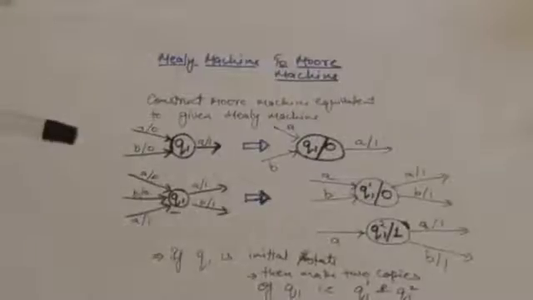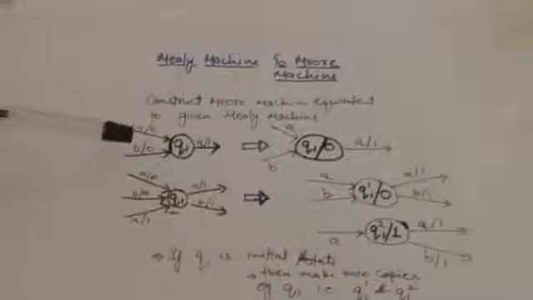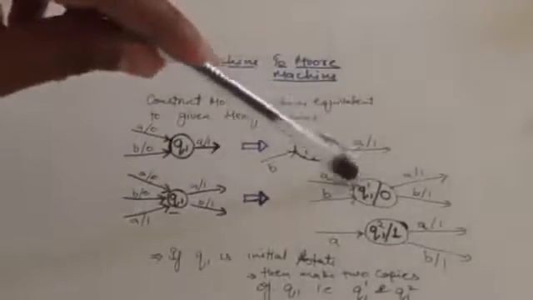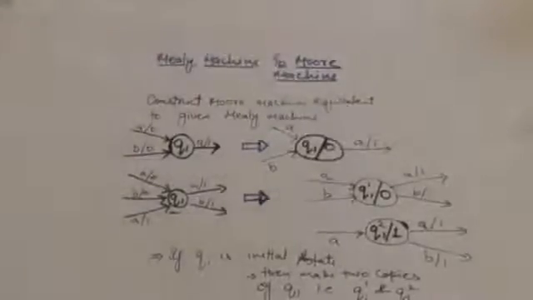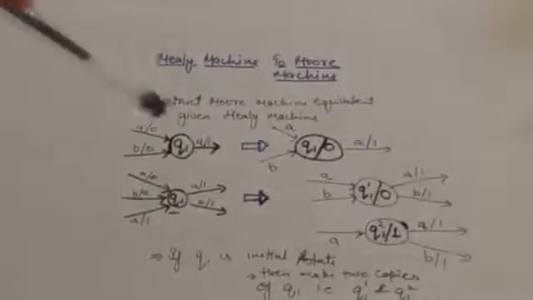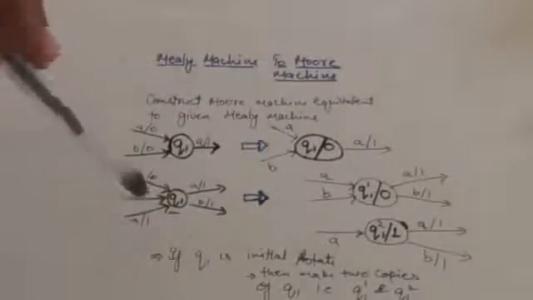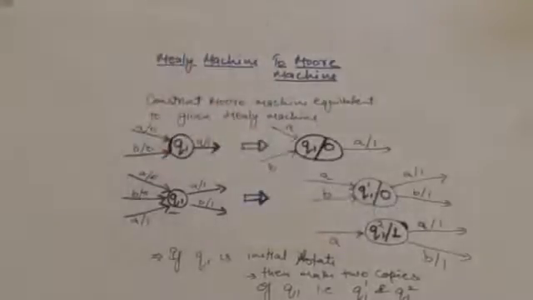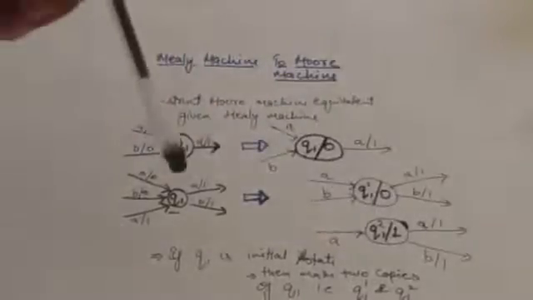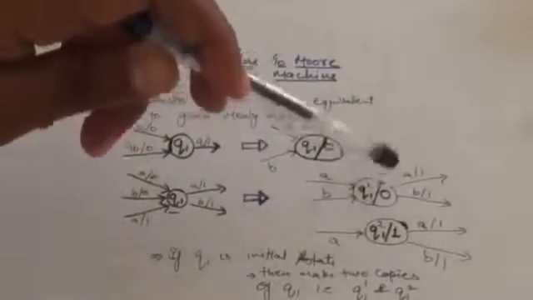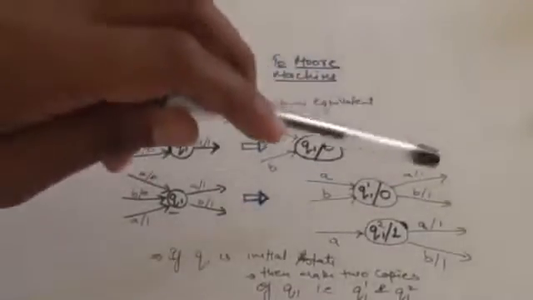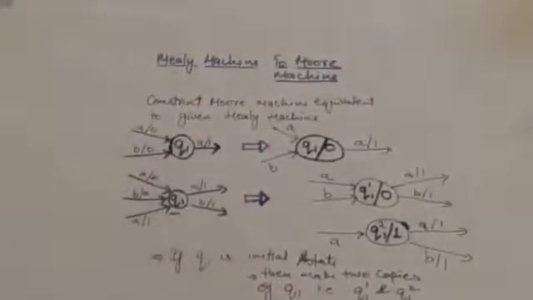Those incoming edges which are labeled by output symbol 0 will fall on this state, and those edges which are labeled by output symbol 1 will fall on this state. Outgoing edges will remain the same. Now these two states have different incoming edges, but their outgoing edges are the same, right?